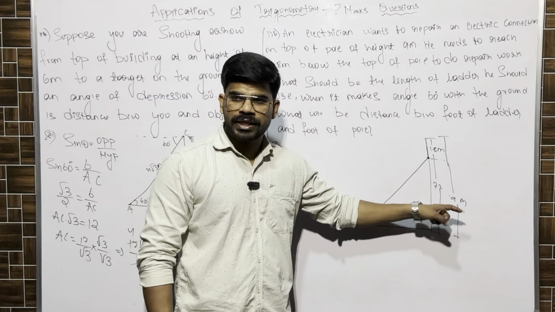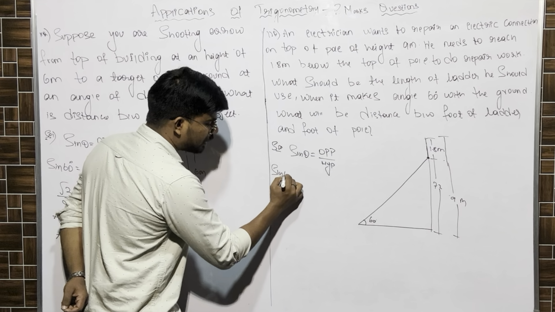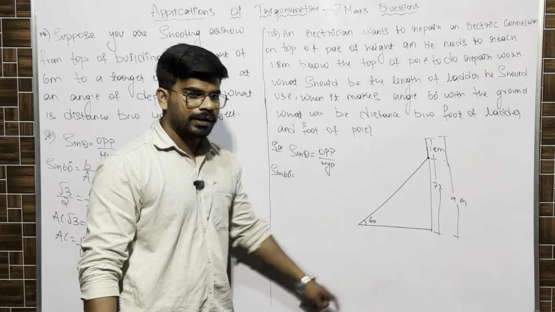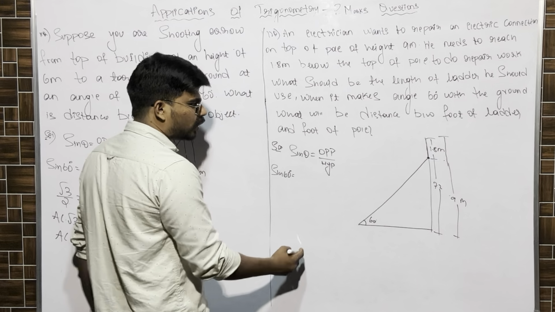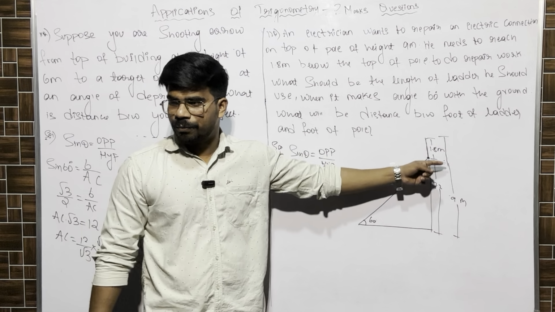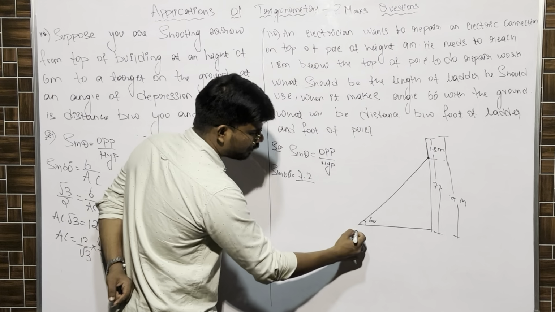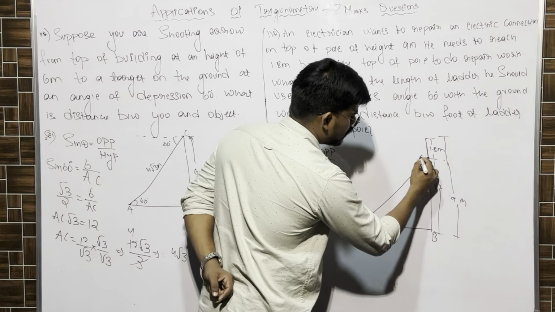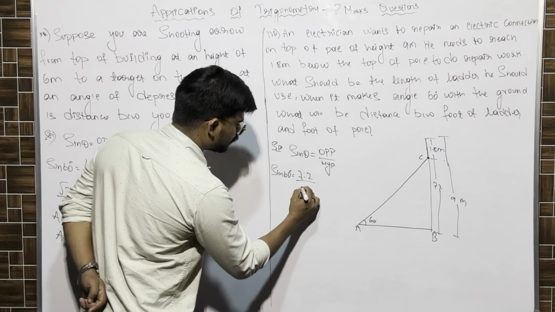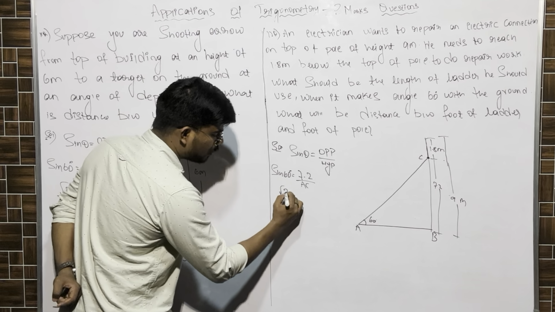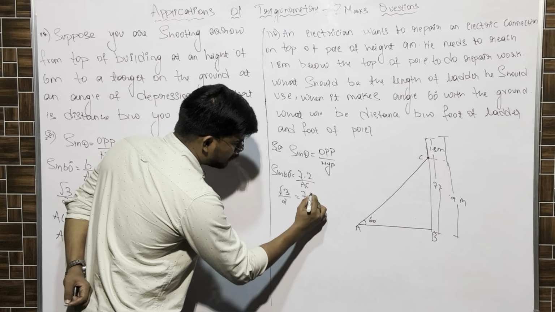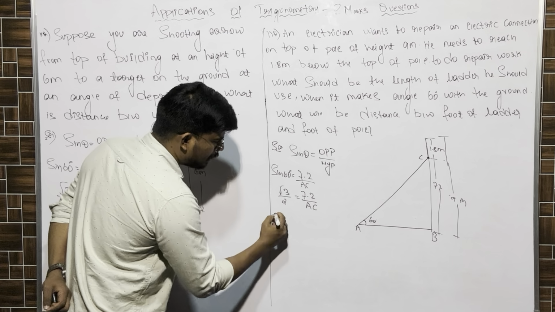First of all, I will take sin theta. Sin theta is equal to opposite by hypotenuse. How much is the angle? 60 degrees. Sin 60 is equal to opposite, 7.2. It is not 9. Don't get confused. Opposite is 7.2 by hypotenuse. Let me name it A, B, C. AC. Sin 60, root 3 by 2, is equal to 7.2 by AC.